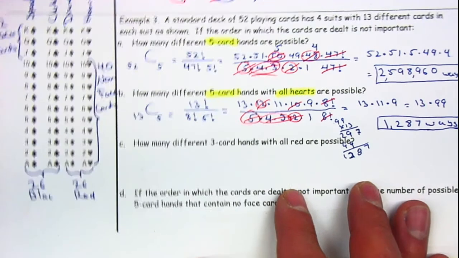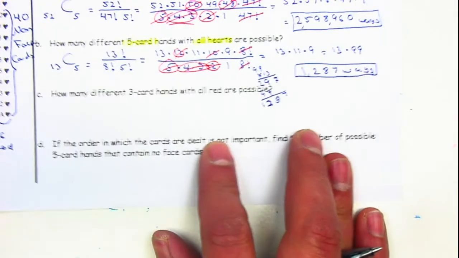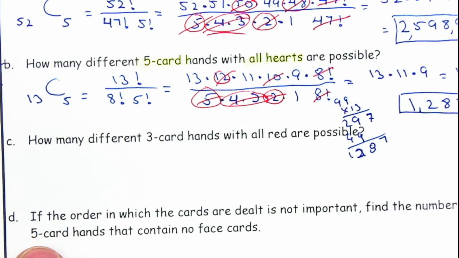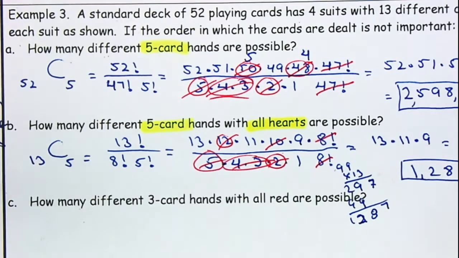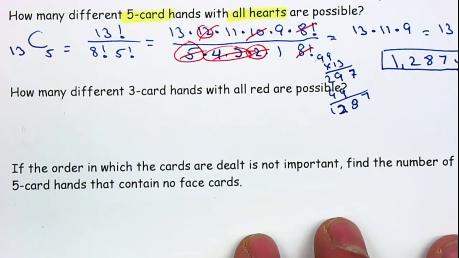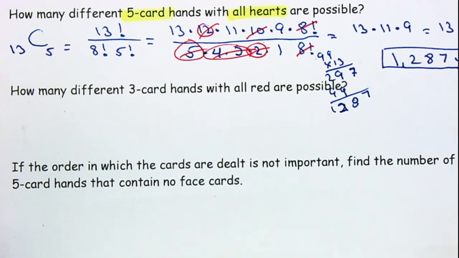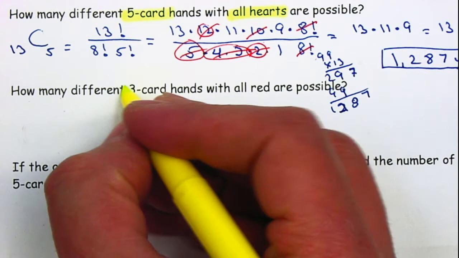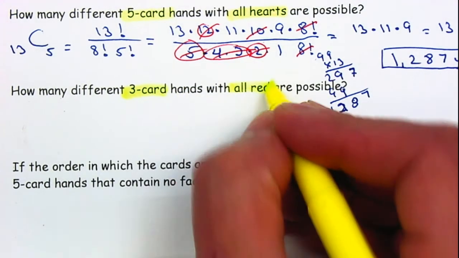Now let's continue with the next example. We'll go and pause and see if we can do letter C and letter D. Pause it and then we'll work it out together. Ready? So in this case, it's asking how many 3-card hands are possible that are all red.